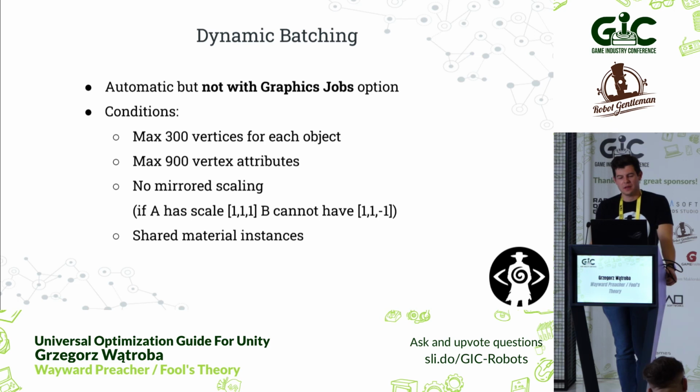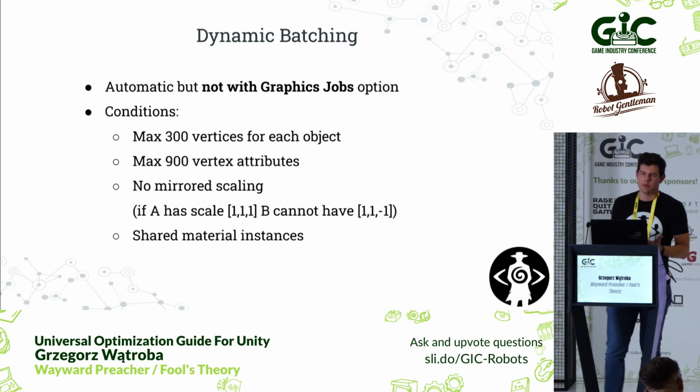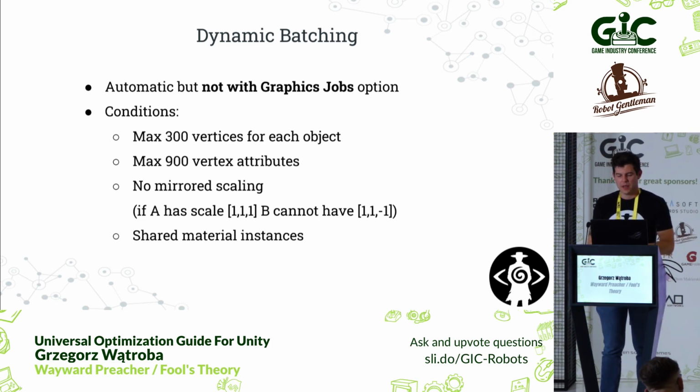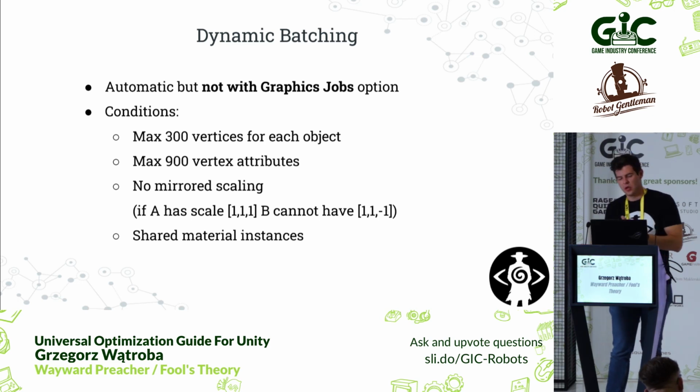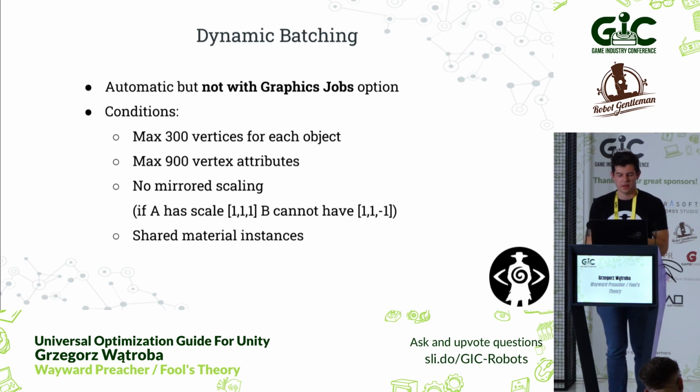Dynamic batching. This works automatically on small objects if they meet the conditions. You'll see in the Profiler that batching setup might sometimes be CPU heavy, but in return we may save a lot of resources, so it's worth doing. Also, it won't work at the same time with graphics jobs. Graphics jobs utilize multi-threaded draw call setup, which may be better for AMD-based consoles, so PS4, PS5, Xbox One, Xbox Series X, etc. So yeah, try to use that.